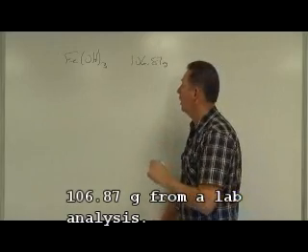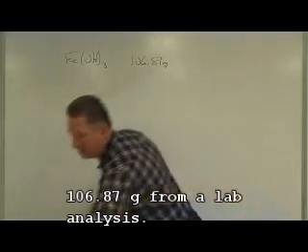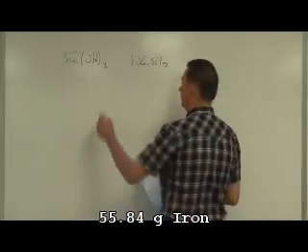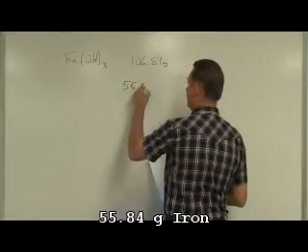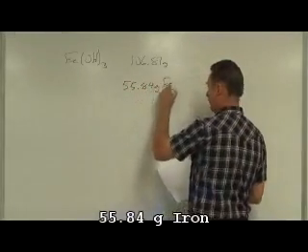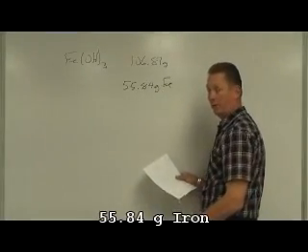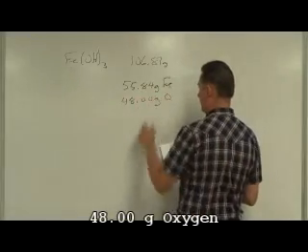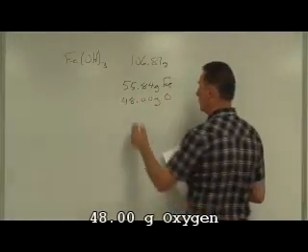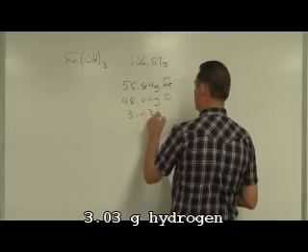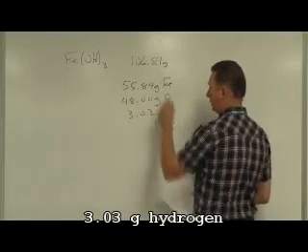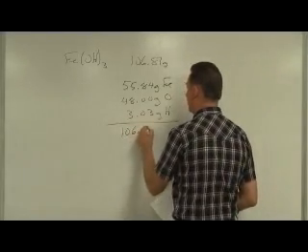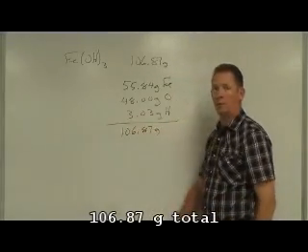From this example, iron would have brought in 55.84 grams. The oxygen would have brought in 48.00 grams. And the hydrogen, 3.03 grams. Now, I think you can see that if I add all those together, I end up with the 106.87 grams of the total compound.